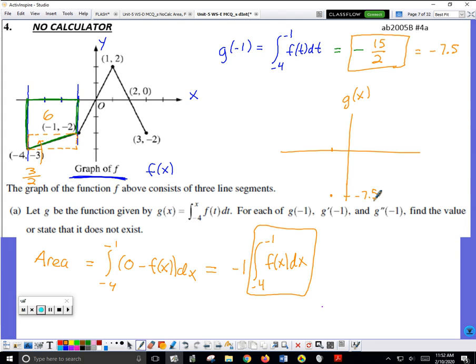Plug in whatever x I want. Just use the formula. Just that when I plug in an x, I'm going to have to find some area to compute that. That's all. There we go.